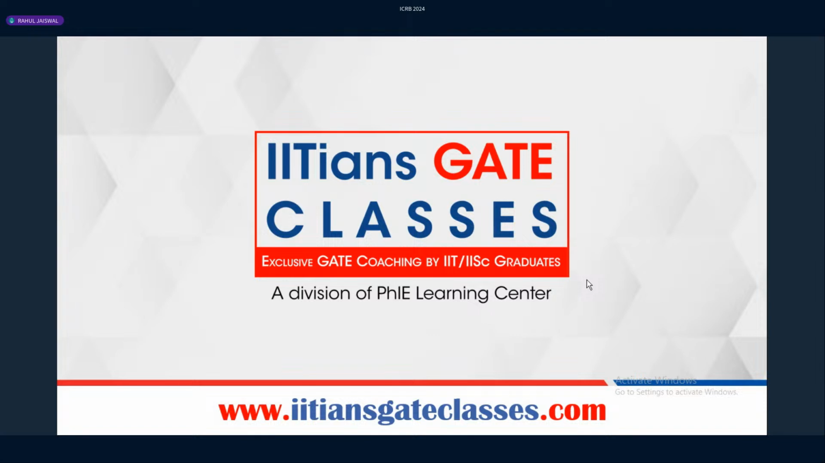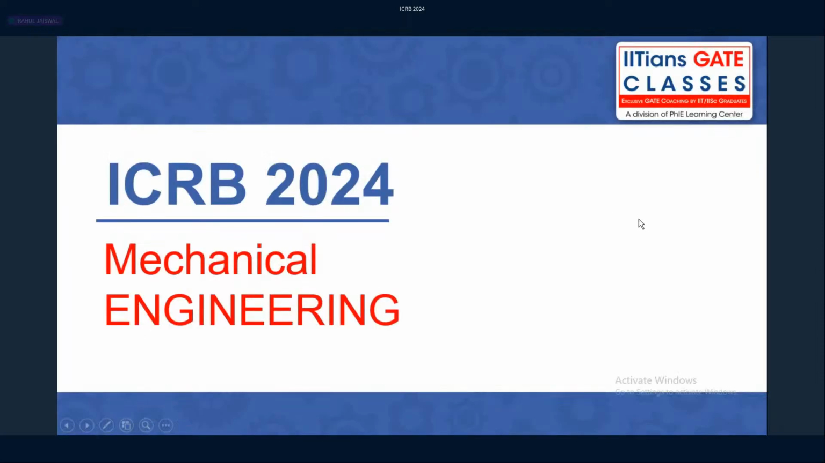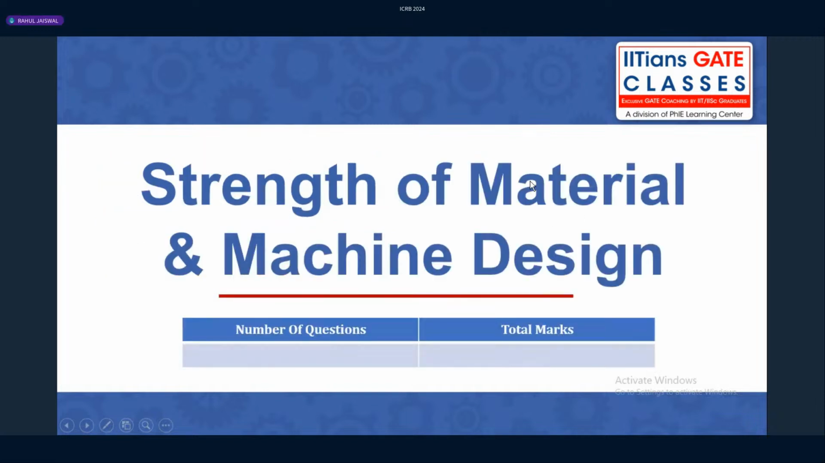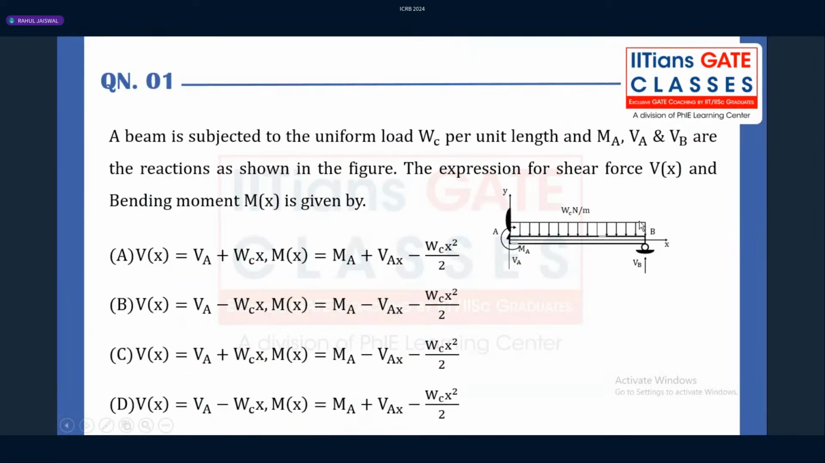In this session, we are going to start a solution for the ISRO examination, which was recently conducted. That subject will be strength of material and machine design. So coming to question number one, try to see this question. I will start solving, but for the next 2 minutes, please try to observe this question.